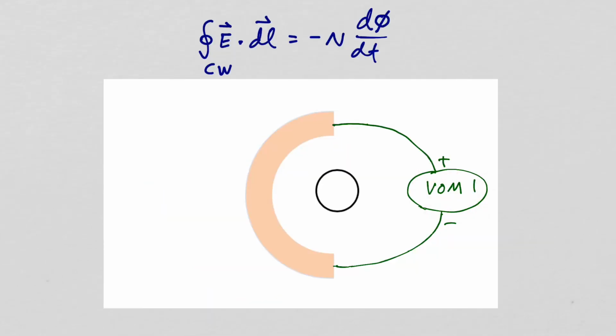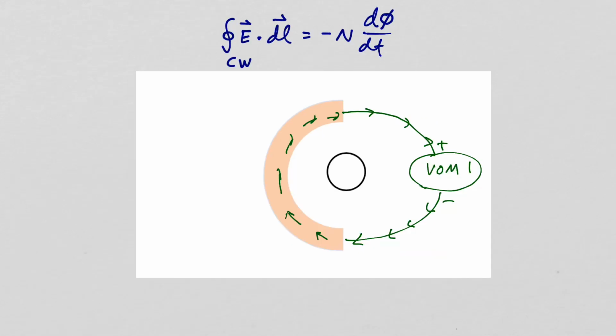Let's attach a voltmeter with the positive terminal to the top part of the half ring and the negative terminal to the bottom part of the half ring, and the ring, leads, and voltmeter are all in the same plane. Let's take the path of integration through our half ring conductor, through the upper lead, through the voltmeter, and through the bottom lead back to the half ring conductor.